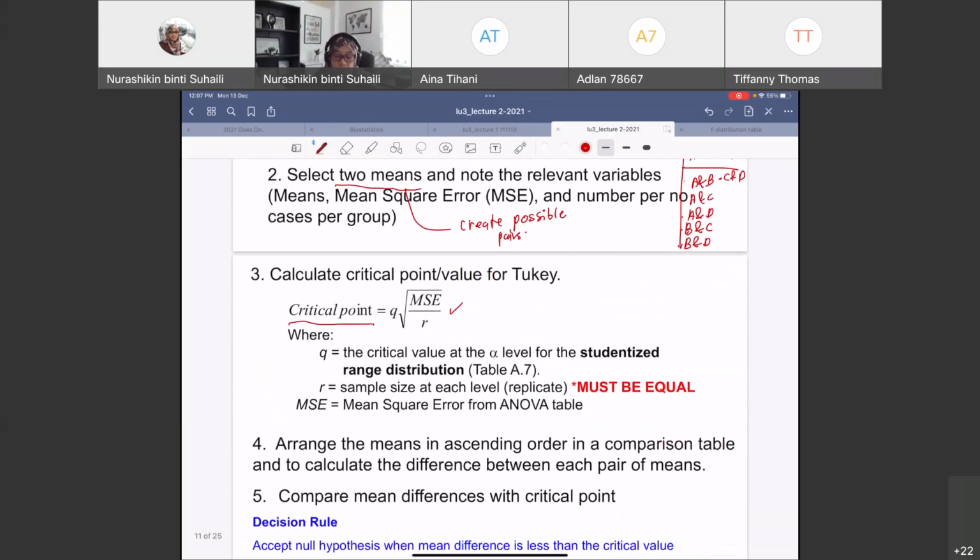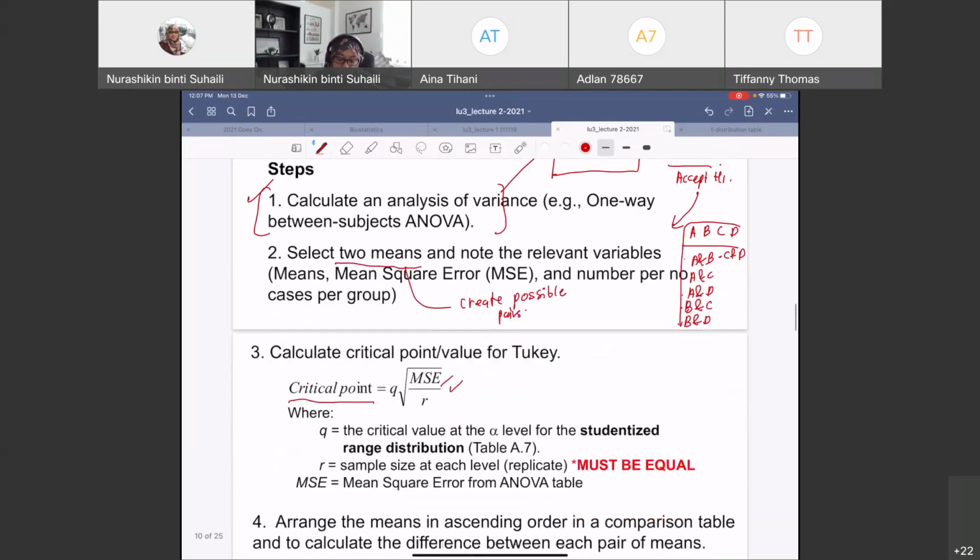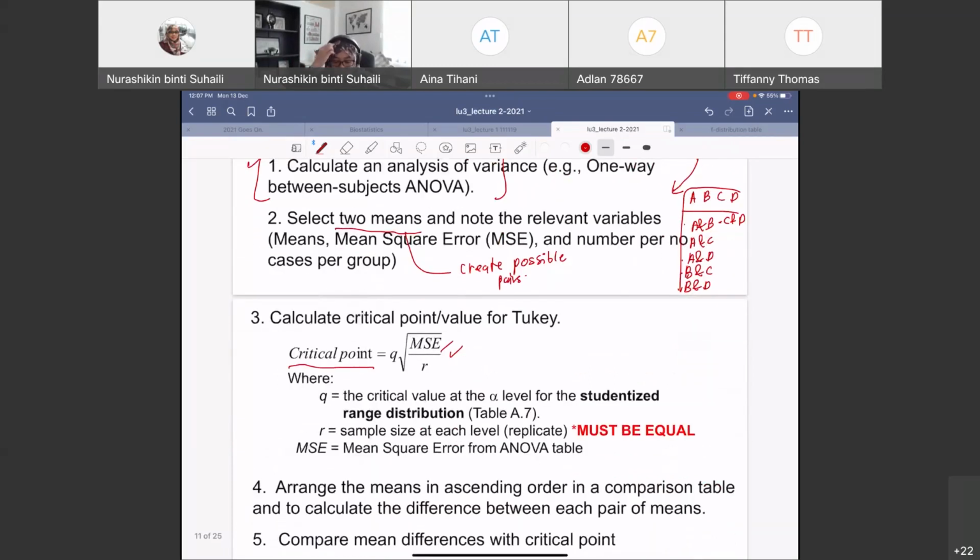Okay, so MSE is the MSE value that you got from the ANOVA table, because you have performed the ANOVA test, right? So that's what is meant by step 1 here. From the ANOVA table, get the MSE and put it in this formula, but you have to know what Q and R are. Q is the critical value at the alpha level for the studentized range distribution.